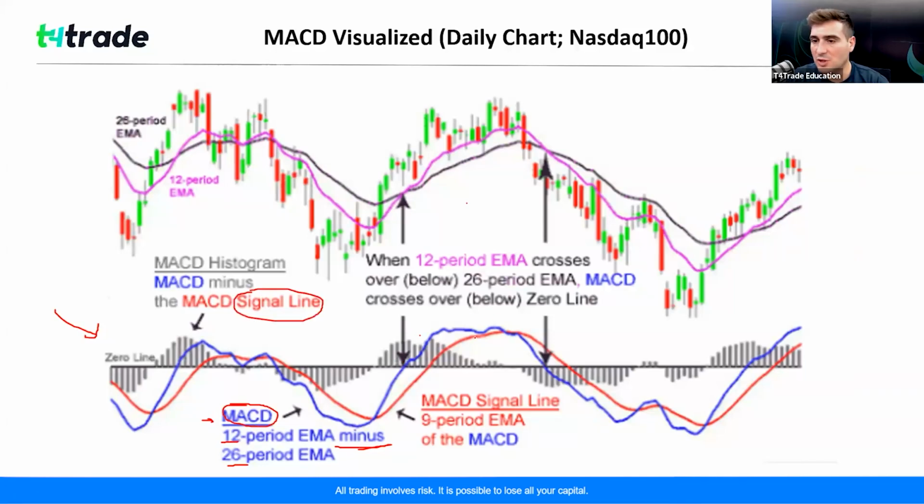Signal line, as we just mentioned, is a 9-period moving average. Excuse me, exponential moving average in this kind of case. So we care about when the blue line, which is the MACD line, crosses above the red line. This is what we care about, and this is where we pay attention.